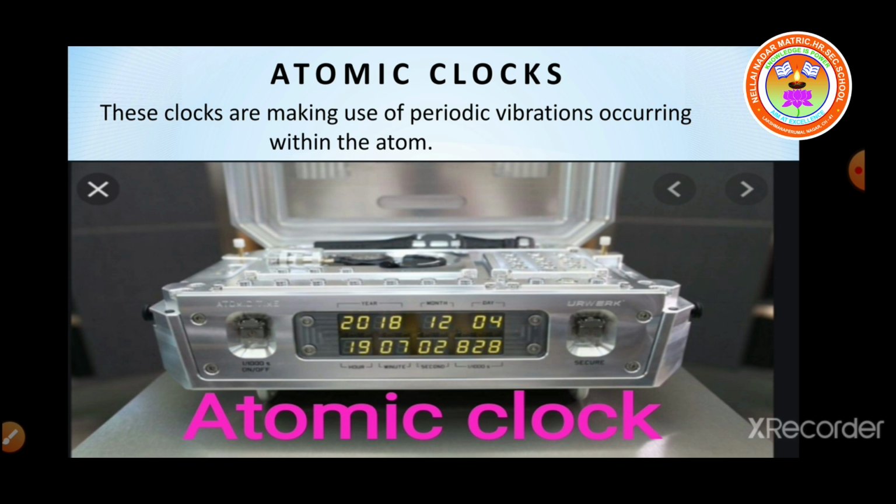These clocks have an accuracy of 1 second in every 10 power 13 seconds. So the atomic clocks are used by scientists to measure and find out the accurate timing for their calculations. Not only that, the atomic clocks are used in GPS. Already you know the meaning of GPS, isn't it? This is taken as the global positioning system and also global navigation satellite system. In those places we are using the atomic clocks only.